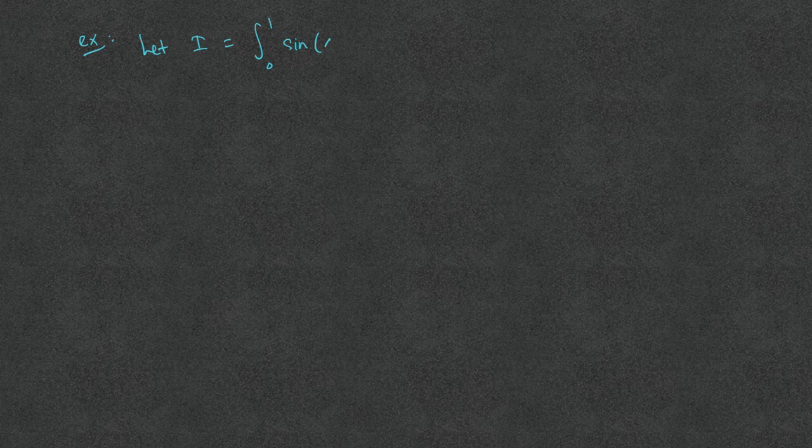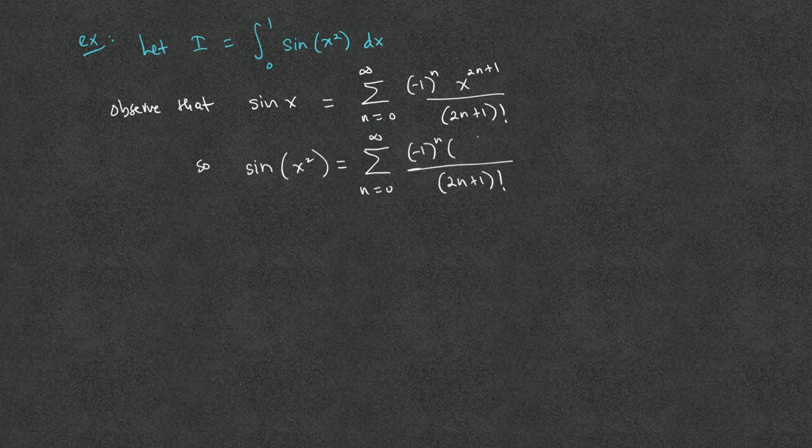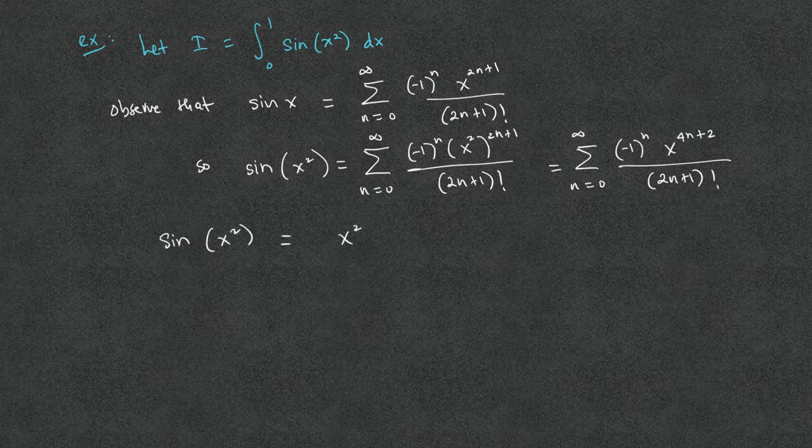Another example, let I be the definite integral of sine of x squared dx from 0 to 1. We know that we cannot find the antiderivative of sine of x squared, but observe that sine of x is the infinite series, negative 1 to the n, x to the 2n plus 1 over 2n plus 1 factorial. So sine of x squared is the same series, but we replace x with x squared.